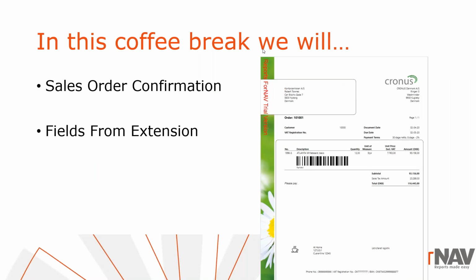So today we're going to look at how to add fields from an extension to an existing report. To demonstrate this today, I'm going to use the order confirmation report from the ForNAV report pack. But you can add fields to any report from any extension using the instructions that I'm going to show you today. Today we are not going to do any programming, no VS Code, no AL.